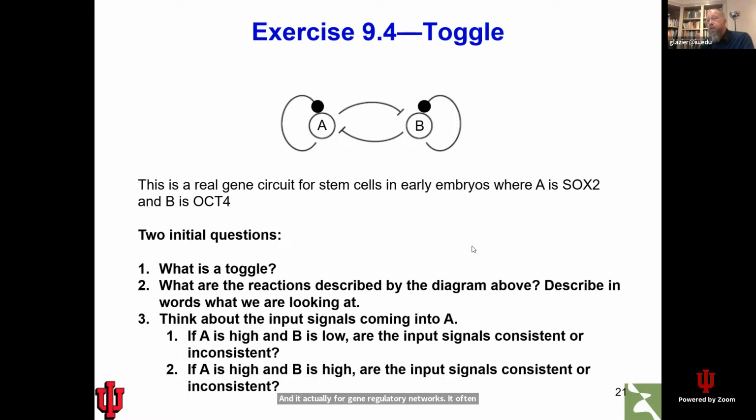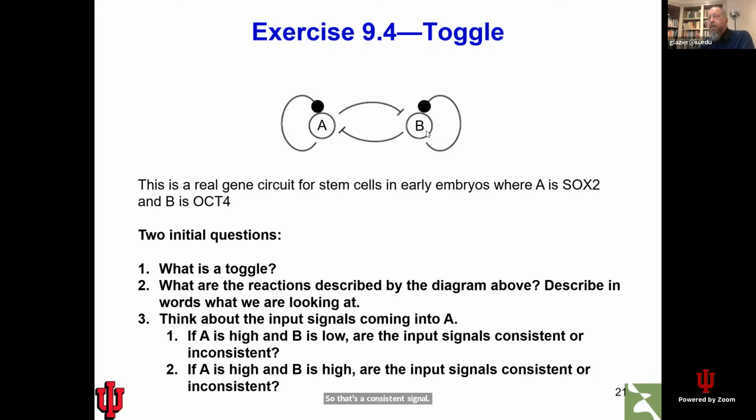And so let's think about the input signals coming into A. A has two signals. It has an activator coming in from itself, an inhibitor coming in from B. So if A is high and B is low, what are the input signals to A? If A is high, the autoactivation is high. If B is low, the inhibitory signal is not inhibiting. And so I have two activating signals coming in. So that's a consistent signal.